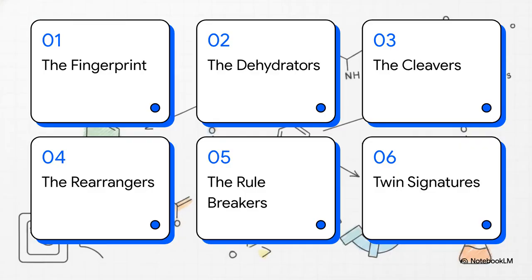To make sense of all this chaos, we're going to build a sort of mental cheat sheet by categorizing our chemical suspects. We'll cover Section 1, the molecular fingerprint, Section 2, the dehydrators, Section 3, the cleavers, Section 4, the rearrangers, Section 5, the rule breakers, and finally, Section 6, twin signatures. Let's get right into it.